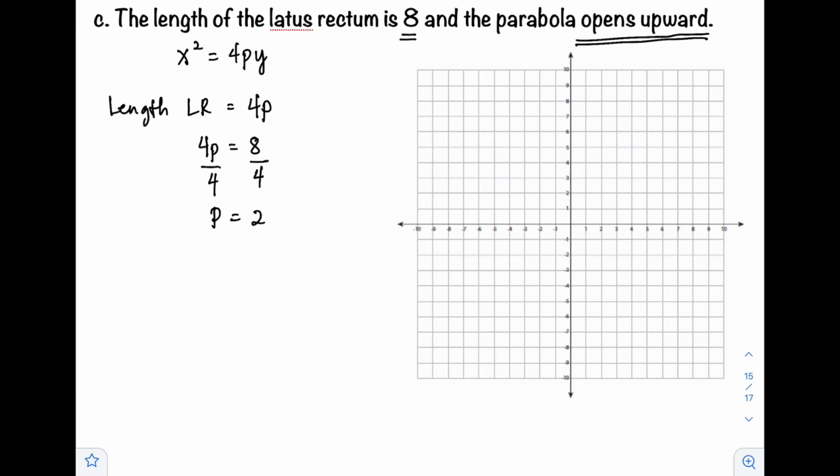Okay? So, since yung parabola natin opens upward, so therefore, yung p natin is greater than 0. So, tama, no? Since 2 yung na-solve natin, so 2 is greater than 0. So, after natin makuha si p, pwede na natin isolve yung ating equation. So, we have x squared equals 4py, which is 4 times 2, then y. So, ang equation ng ating parabola is x squared equals 8y.